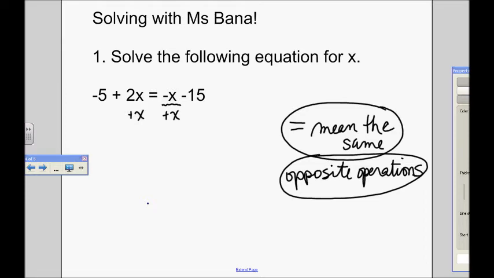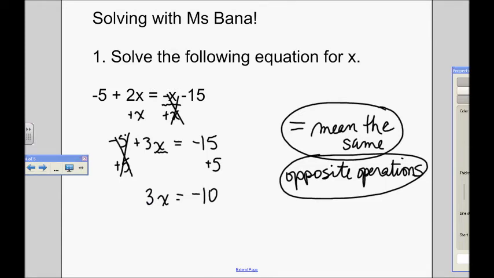When I do that, I end up getting negative 5 plus 3x equals, these x's go away, so I have negative 15. Now, I still want to isolate this x, so I need to get rid of this negative 5. The opposite of negative 5 is positive 5. So I add positive 5 to both sides. These ones go away, and I'm left with 3x on the left-hand side and negative 10 on the right-hand side.